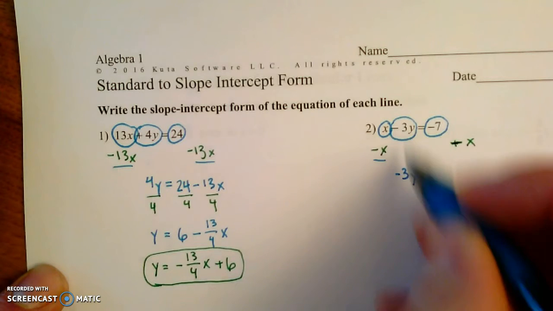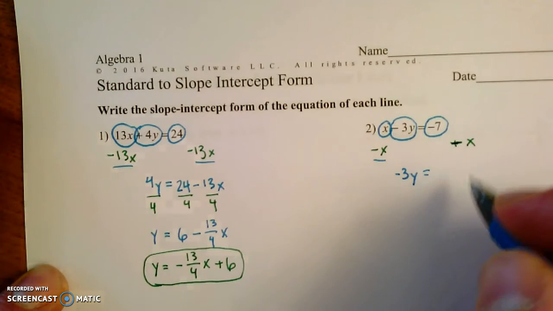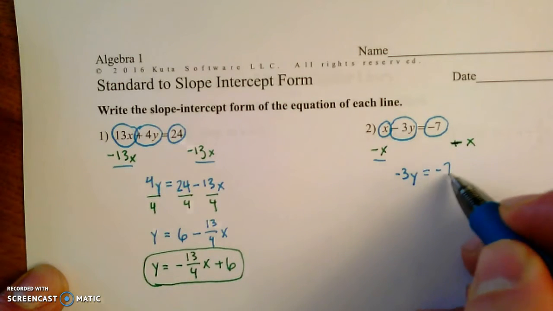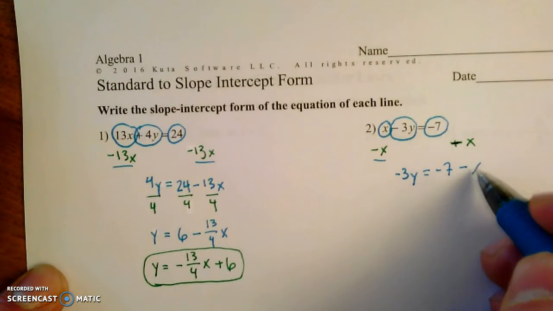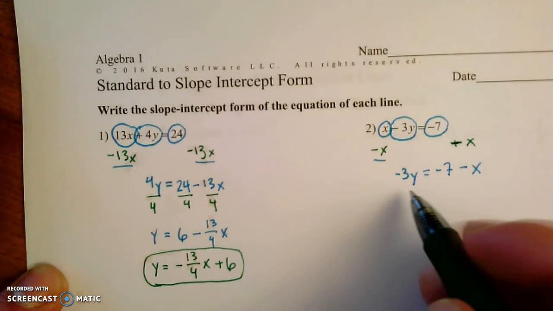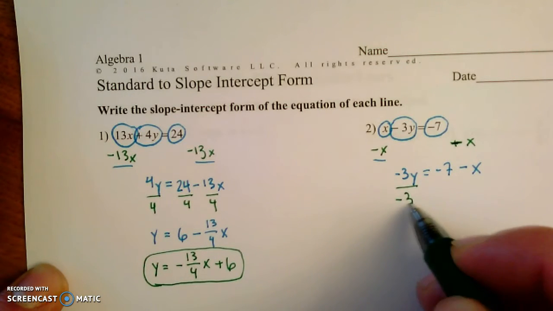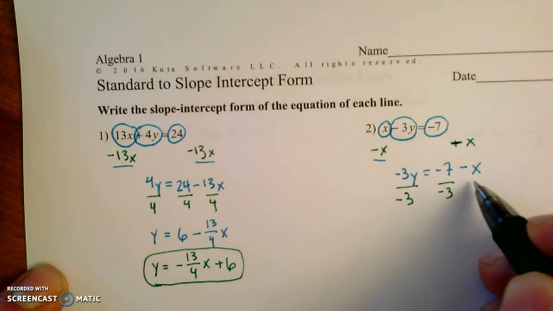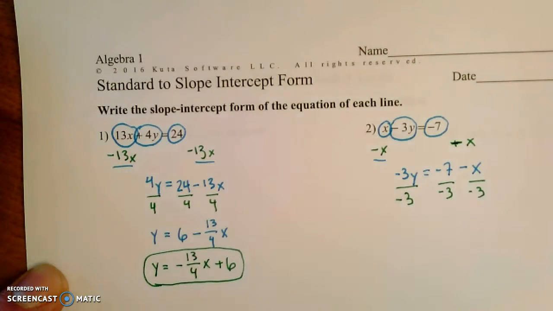Notice that that's a negative 3. The negative sign stays with the 3. Our negative 7, still by itself, and minus x, because we can't mix the negative 7 and the negative x. Not like terms. Next, we're going to divide by a negative 3 all the way across.